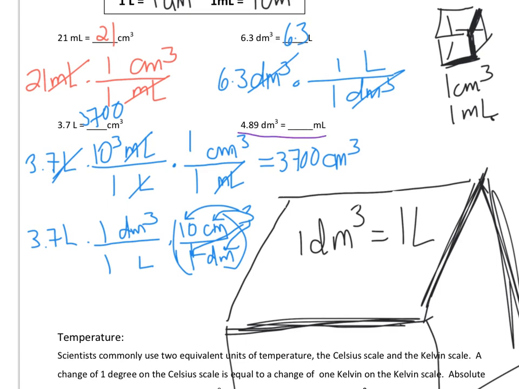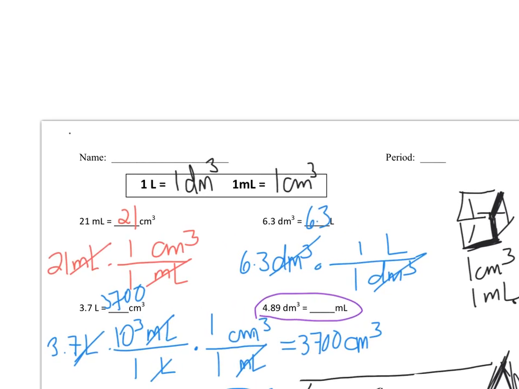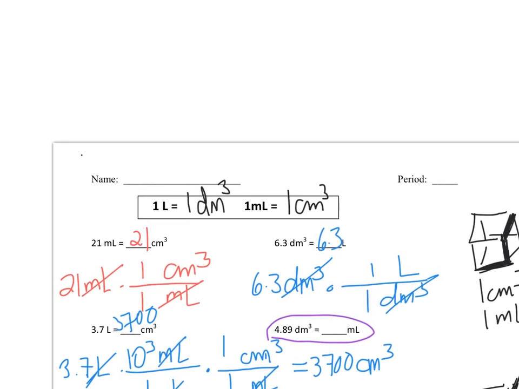Okay, let's try this one here. I'm running out of space, so I'm going to put it up here. I want 4.89 decimeters cubed going to milliliters. So I'm going to write down what I have, 4.89 decimeters cubed. Start a conversion factor. On the bottom you want to put decimeters cubed. On top you'd like to put milliliters, but there's no link between milliliters and decimeter cubed, so that tells you that there are two steps. I'll show you both ways to do it.